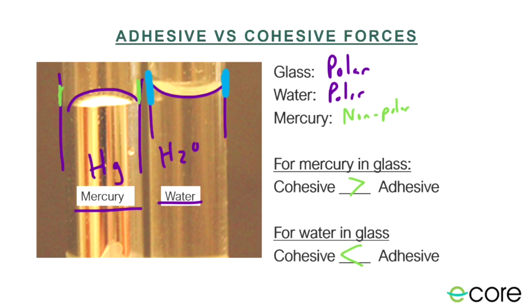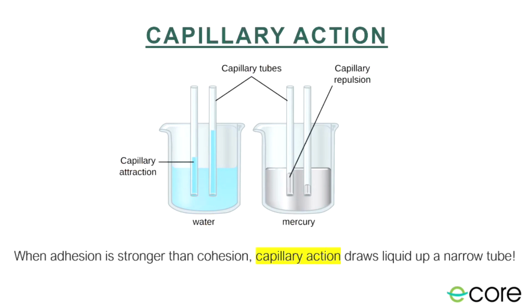So cohesive versus adhesive forces give us these different behaviors of substances when we interact them with glass or with paper towels, etc. And one of the really important results of this is something called the capillary force. So the capillary action is the driving force for something to go up a thin, narrow glass tube. So when adhesive forces are stronger than cohesive forces, capillary action draws up the liquid in the narrow tube. And that's why we see this water being sucked up these tubes, because that water would like to be next to the glass. Meanwhile, if we look at the mercury, we see that there's actually capillary repulsion.